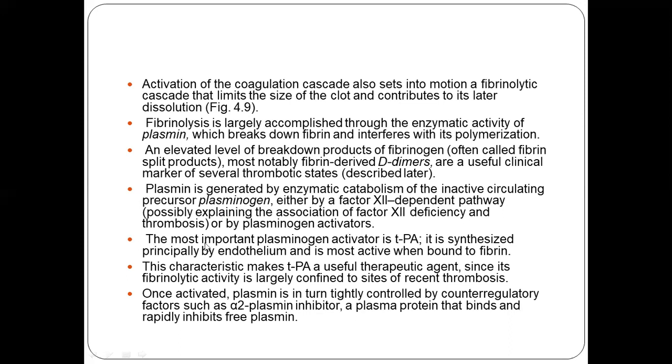The most important plasminogen activator is TPA, tissue plasminogen activator. It is synthesized principally by endothelium and is most active when bound to fibrin. This characteristic makes TPA a useful therapeutic agent since its fibrinolytic activity is largely confined to the sites of recent thrombosis. Once activated, plasmin is in turn tightly controlled by counter-regulatory factors such as alpha-2 plasmin inhibitor, a plasma protein that binds and rapidly inhibits free plasmin.